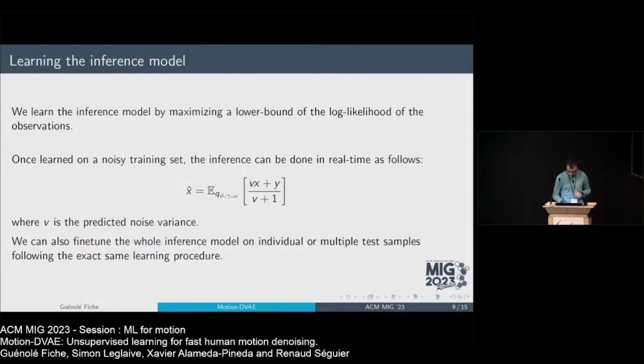And as I said in the beginning, since the learning is unsupervised, we can also fine-tune the inference model on test data. So it will be a bit like optimization, and we will be able to improve the performance this way.